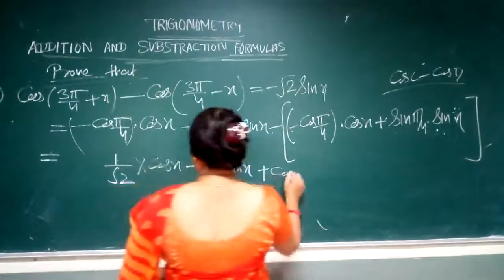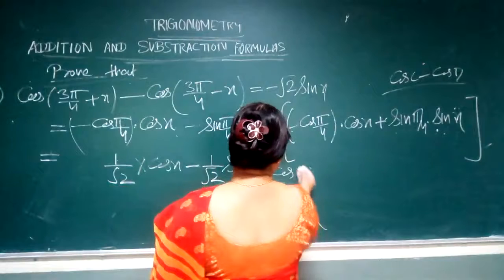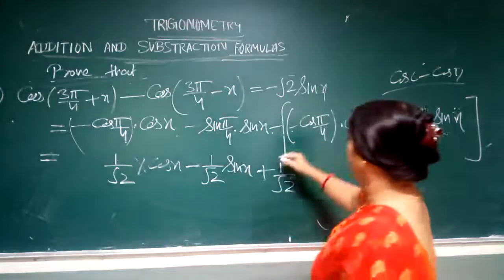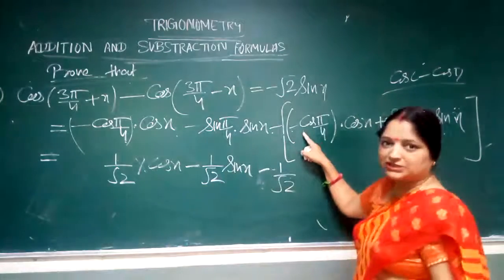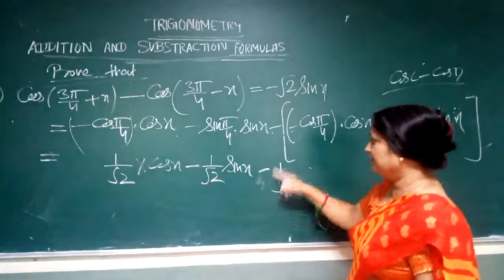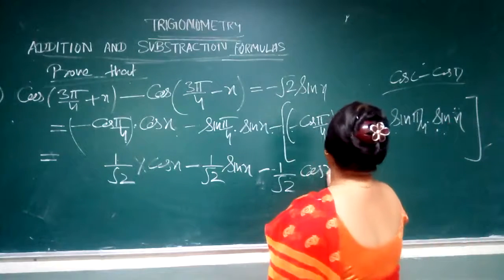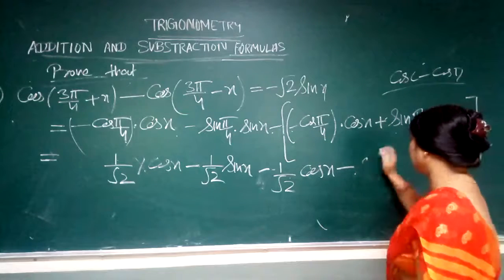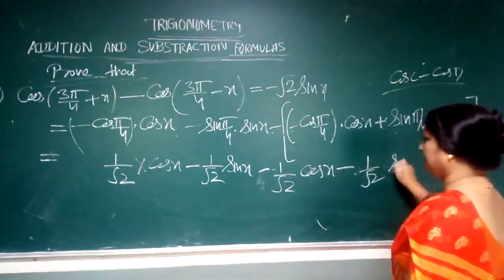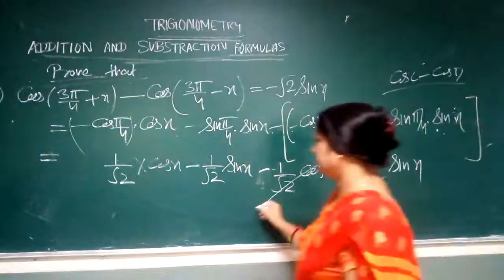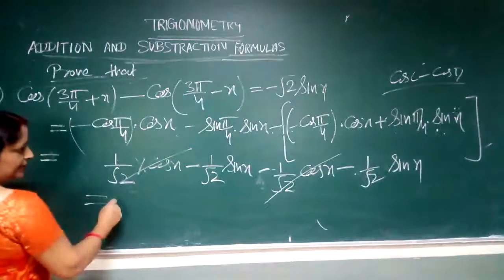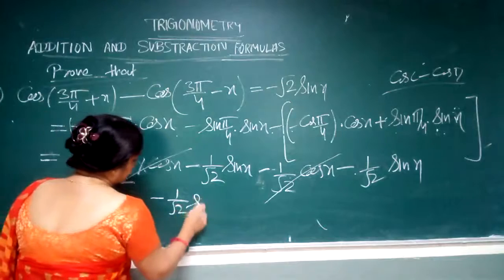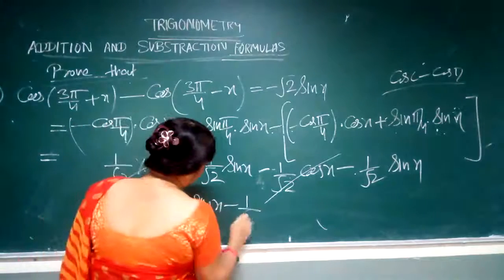And here minus minus plus cos pi by 4, 1 by root 2. Minus here, minus will come because this is minus cos theta, and minus cos theta is plus cos theta, so minus 1 by root 2 cos x, minus sin pi by 4, multiply this minus sign here, so sin pi by 4 is 1 by root 2 into sin x. In the next step this term will cancel. In the next step what is coming here? It is coming minus 1 by root 2 sin x minus 1 by root 2 sin x.